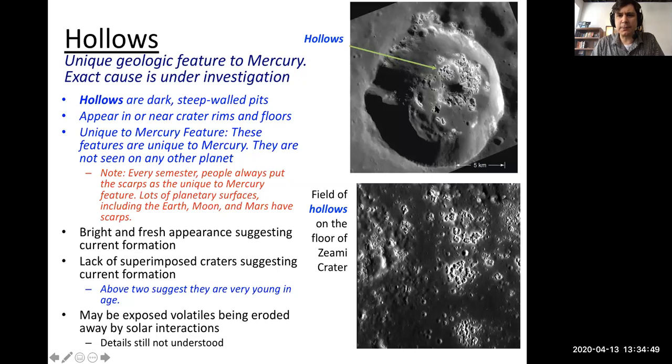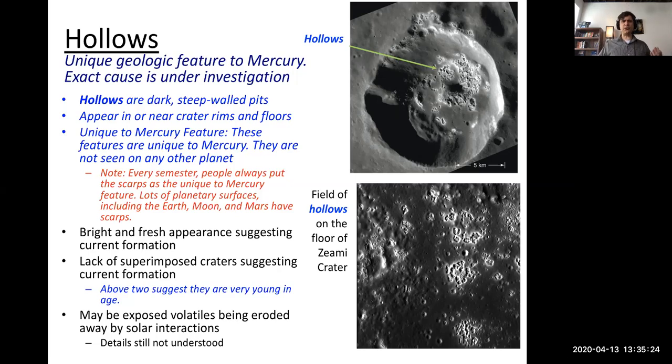Now, scarps are by no means unique to the planet Mercury. In fact, before I actually talk about a feature that is unique to Mercury, I really want to make sure that everybody gets this, because every semester, people always label the scarps as the geological feature that's unique to Mercury. Scarps are seen all over the solar system. We have scarps here on Earth. We have them on the moon. We see them on Mars. If you have a terrestrial planetary surface, you're going to have these scarps, these types of cliffs.